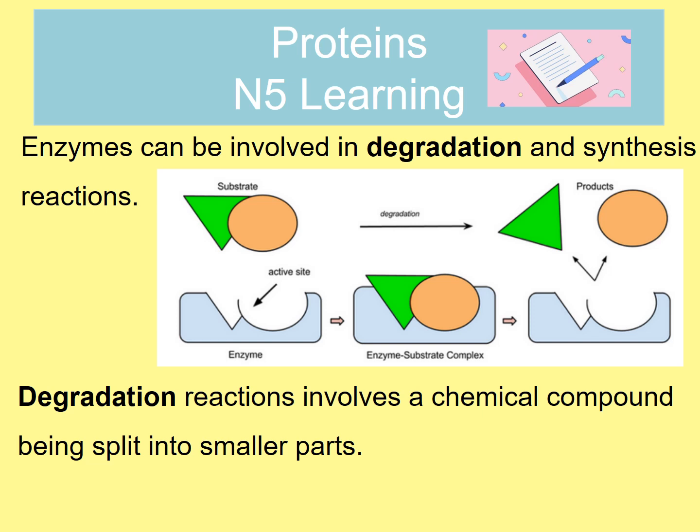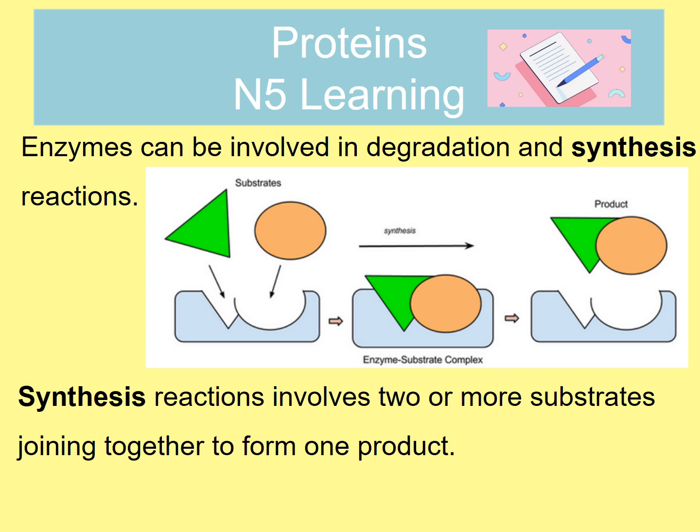So if we start at the left-hand side of the diagram, you'll see the substrate there is made up of two parts, the green and the kind of orangey colour. The substrate is complementary to the shape of the active site. So they join together, known as the enzyme substrate complex. The enzyme is then going to catalyse the reaction, which sees the substrate broken down into its two smaller parts, and the products are released from the enzyme, freeing up that space to allow another substrate to bind.